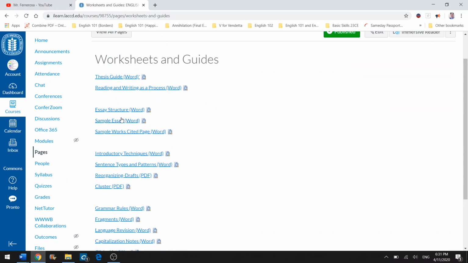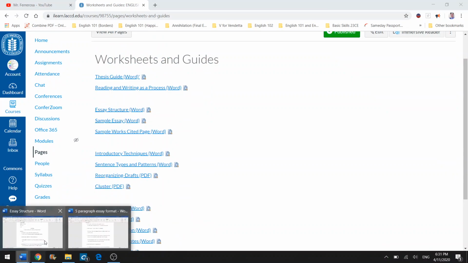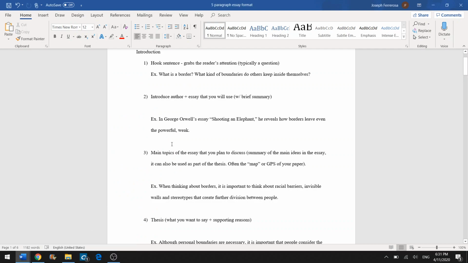So everything that I'm going to talk about now is taken from essay structure. This is something I've developed over the years. And I wanted to specifically focus right now on the introduction, because I feel like the introduction is where a lot of the magic happens.